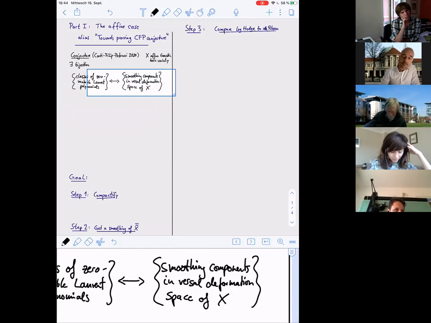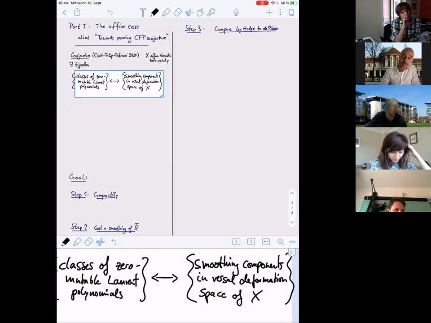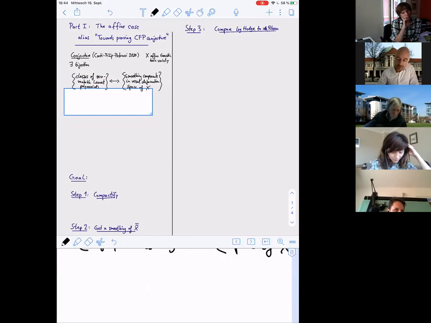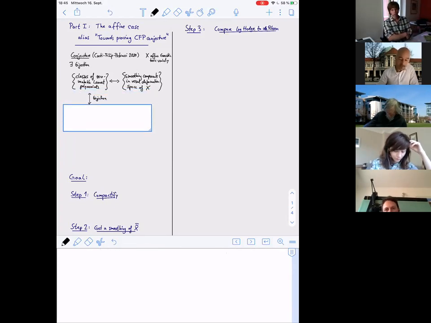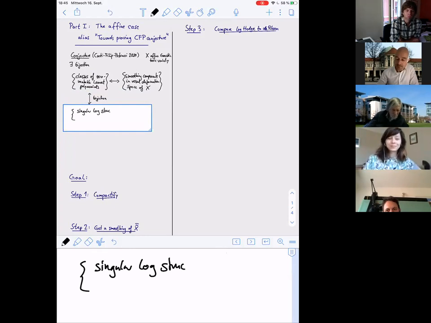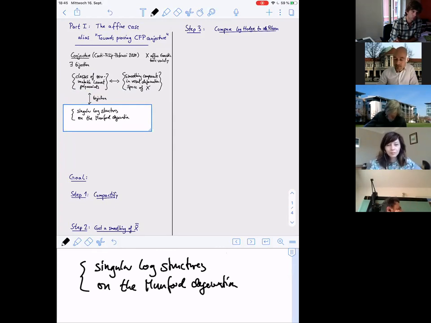And now I'd like to have an extra part here that was already indicated by Andrea in the morning, namely an auxiliary bijection that identifies the left-hand side with the set of singular log structures on the Mumford degeneration of X.